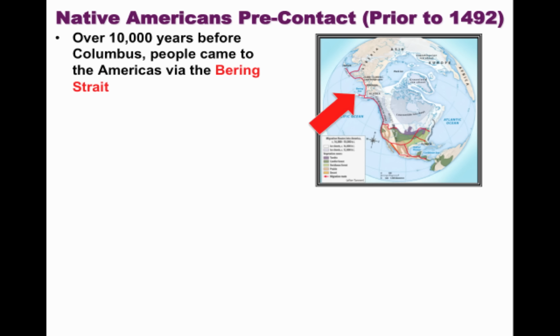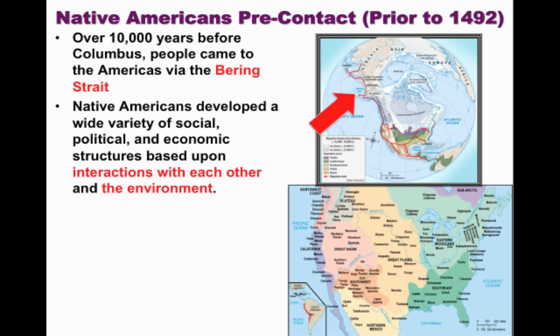And keep in mind, over 10,000 years before Columbus, quote-unquote, discovered America, people came to the Americas via the Bering Strait. And these individuals we are going to know as Native Americans. Native Americans developed a wide variety of social, political, and economic structures based upon interactions with each other. Very often they were involved with trade with nearby tribes and their interactions with the environment.